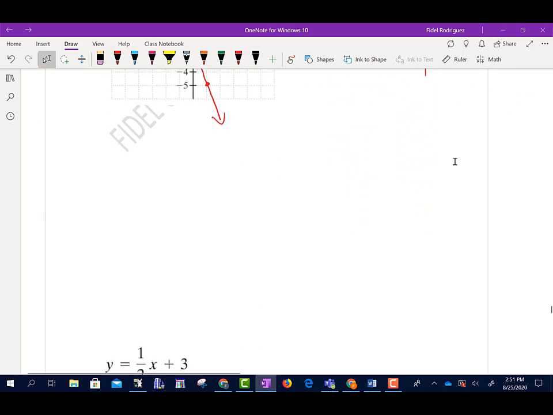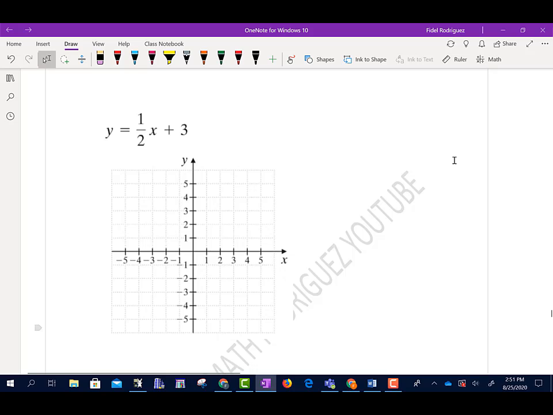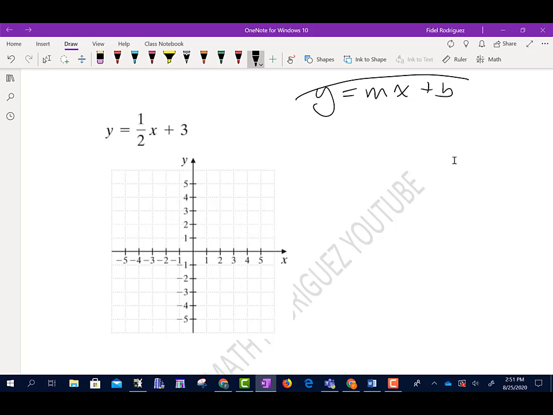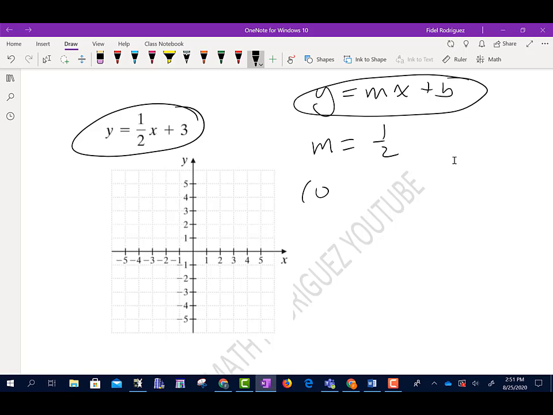Let's see if we can do the same thing here. First I'm going to do y equals mx plus b. We're in the right format, so my m here is 1/2. My point (0, b) is going to be (0, 3). This again will be my starting point.